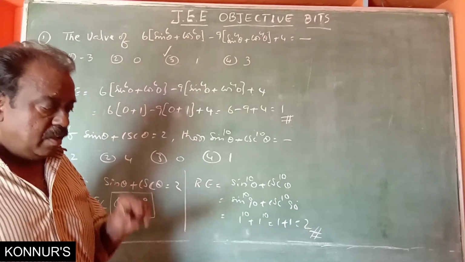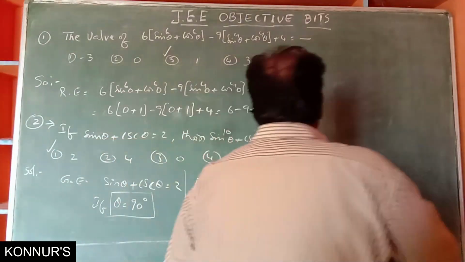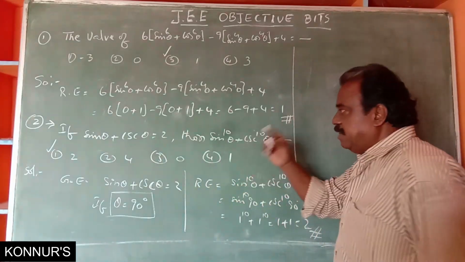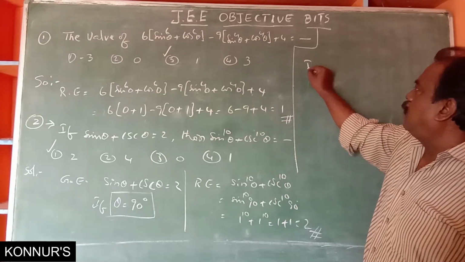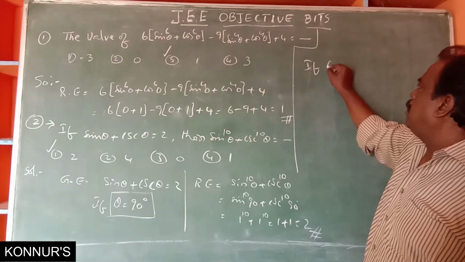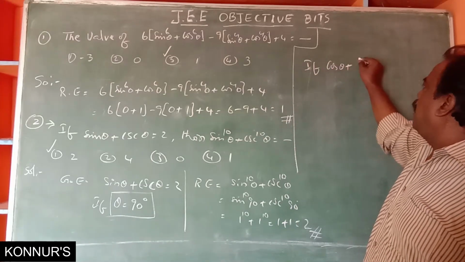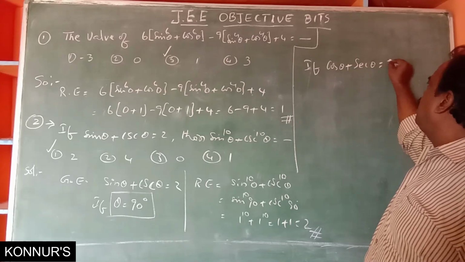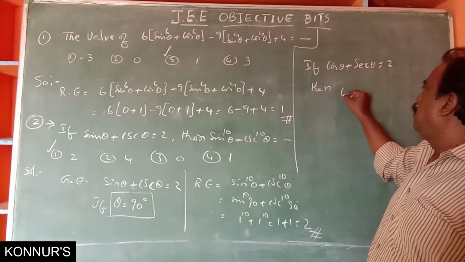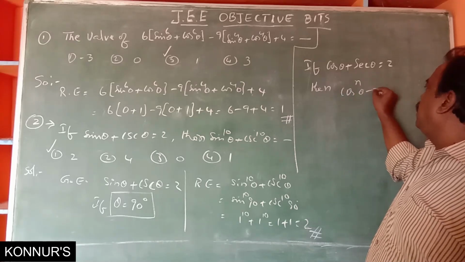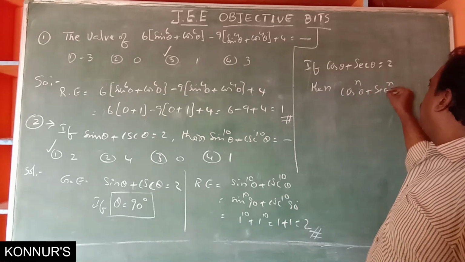One more thing I want to tell, related to the second problem only. Observe me. Suppose the given equation is cos theta plus secant theta is equal to 2, then cos power n theta plus secant power n theta.